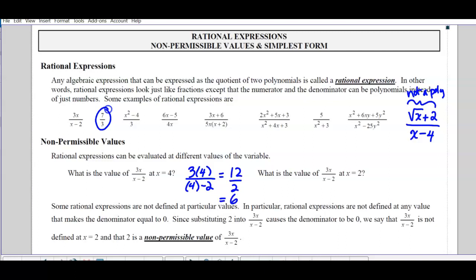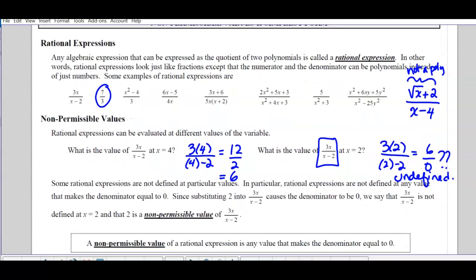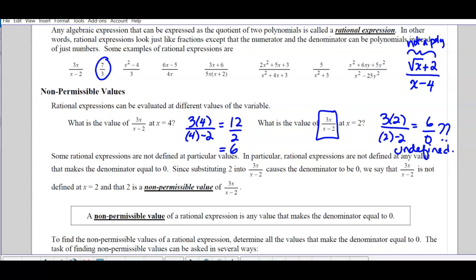If we do the same with 2, we get 6 over 0, and then that's not good. Okay, we can't divide by 0, so we say it's undefined. And so basically, this rational expression is defined for all values of x except 2. So a big part of this unit is always checking for non-permissible values, the values of the variable that make it undefined. So some rational expressions are not defined at particular values.